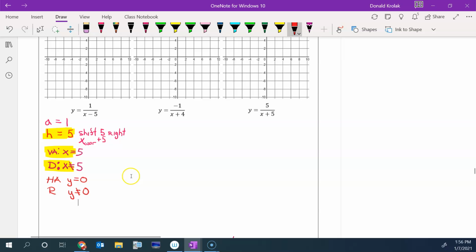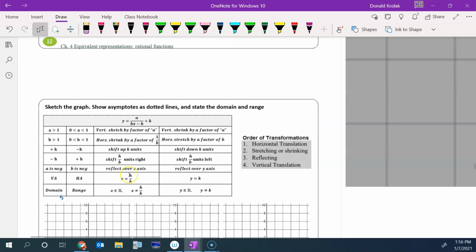So when we're doing the assignment, under each problem you list what the domain and the range are and what the asymptotes are, and then you're going to sketch the graph. Okay, all right.